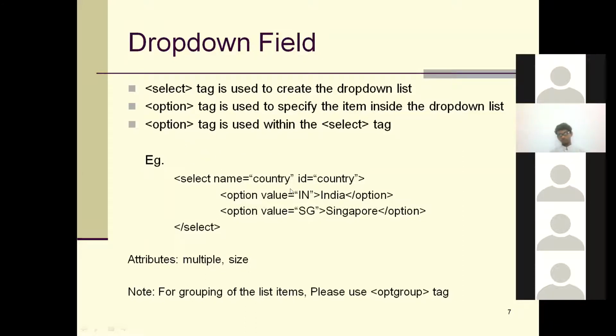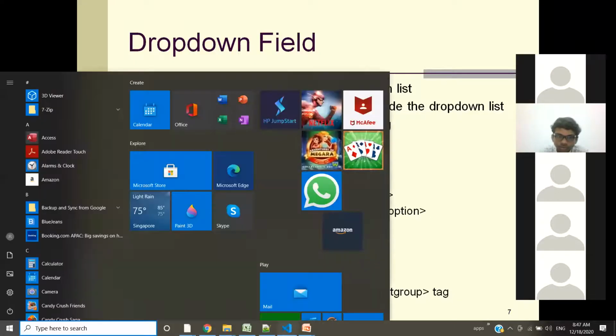So select, ID is equal to country, and you can specify the country names using option. The select can be single selection or multiple selection, like checkbox. You know the checkbox and radio buttons, right? The same thing you can achieve using select box also. But I'll let you know the difference. Let's see in the code how we have to make use of this.